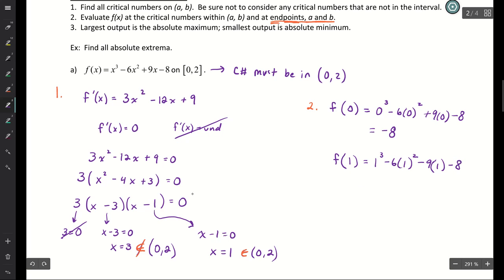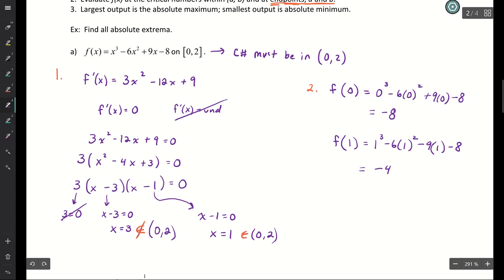Okay, and like I said, at this point, I'm just going to plug that in my calculator to see what value I get. On this one, I get -4. And then finally, we're going to evaluate at the other endpoint. So we evaluated at 0 already. We're going to evaluate now at 2. All right, and evaluating there, plugging in the calculator, you're going to get -6.